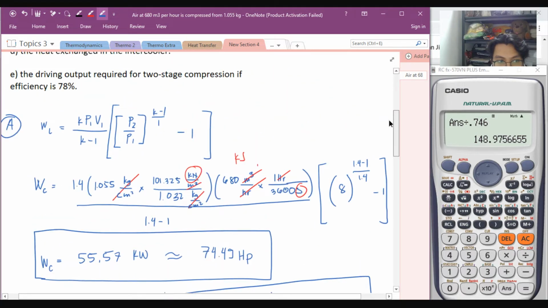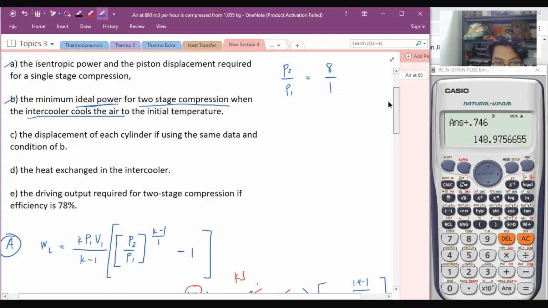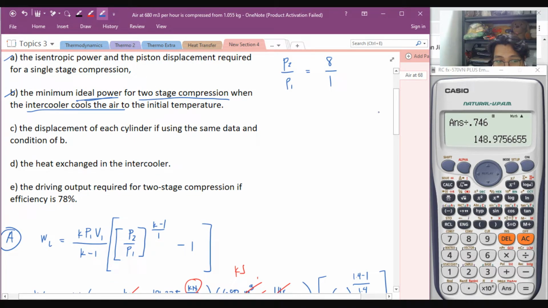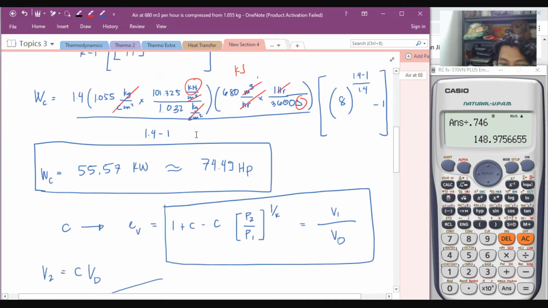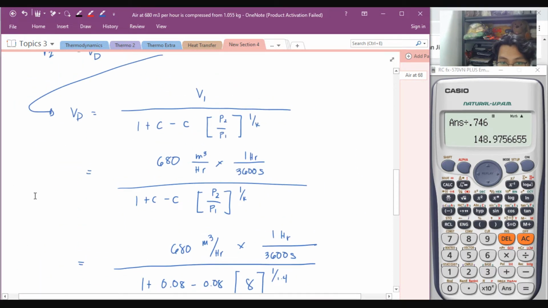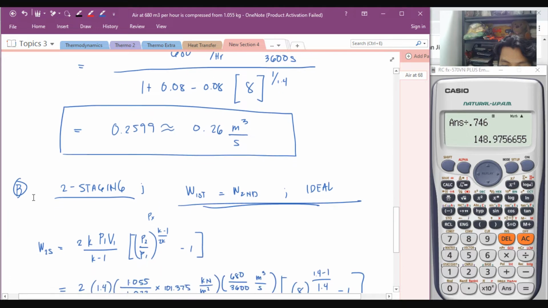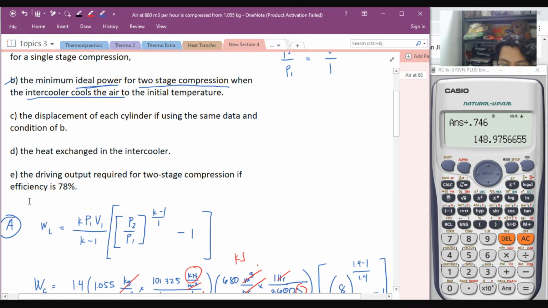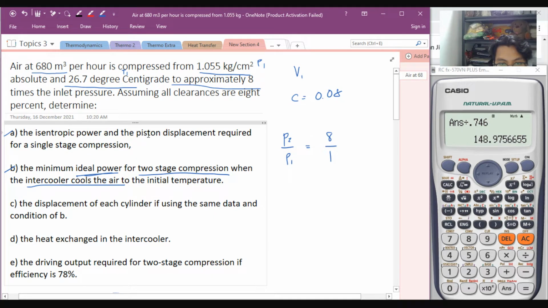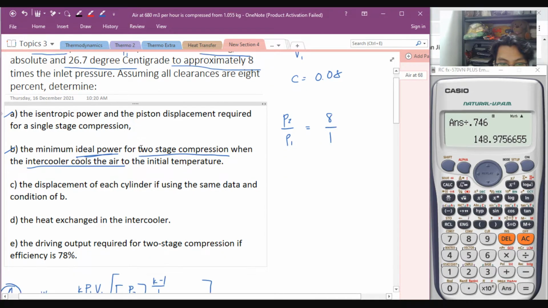Next condition. Next condition C. Displacement of each cylinder using the same data in condition of B. Of each cylinder, ibig sabihin, hindi naman natin alam kung ilang cylinder dyan. So, displacement, ganito ulit na process ang gagawin mo. May clearance ka rin naman dyan, same. Okay? So, 1C A V1. Saan ko gagamitin to? Minimum power. Wala naman sinabi dito. Displacement of each cylinder using data at B. P1, B1. Walang binago.